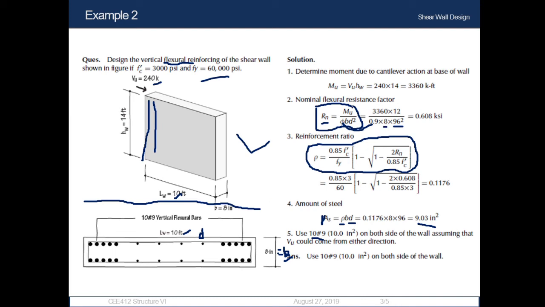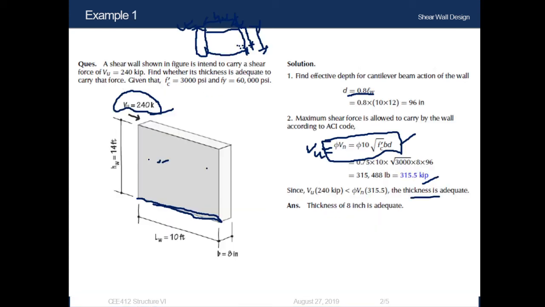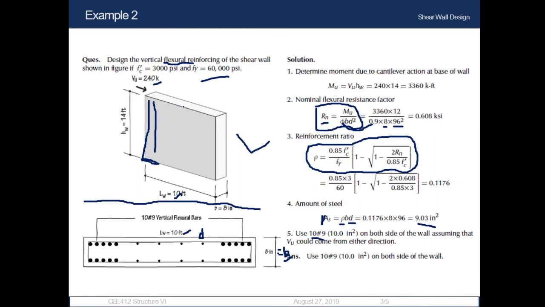Then Mu, the moment. We know that the shear wall is fixed in this portion. If we see this figure, which is a cantilever beam, if a load is imposed from here and it is fixed on this portion, the total moment will be force into this length or this height, which is denoted by H_W. In this case, you can see the load imposed is 240 kip and the distance H_W is 14 feet, as it is fixed from this portion.